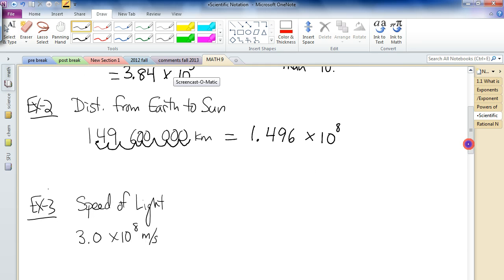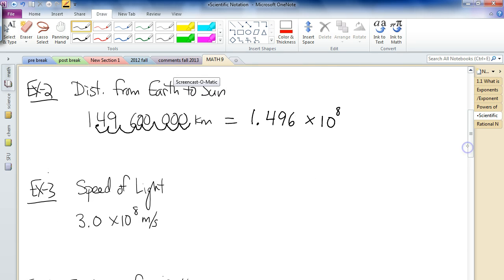All right. What about the speed of light? This time, we're going to take a number that's in scientific notation and convert it to standard notation. So 3.0 times 10 to the 8 meters per second is how fast light travels. Well, let's see how we'd write this out. We're going to do the exact opposite of what we did up here. Here, we took the number and counted the number of decimal places to move it. And the number of decimal places was the exponent. Well, now we know what the exponent is.